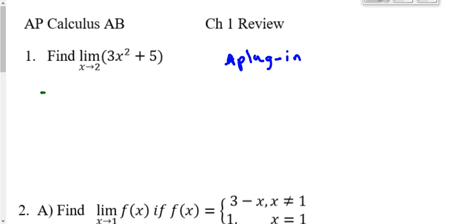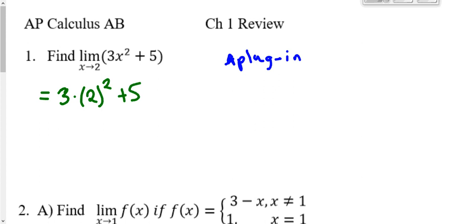So with this, if we try to take this limit, after we have plugged in the 2, you no longer need the limit in the front. But before that, you have to write the limit every single time. Since the first step is plugging in the 2, we can just write 3 times 2 squared plus 5.